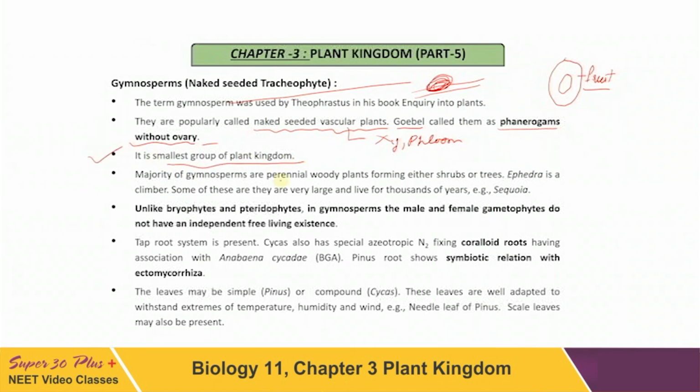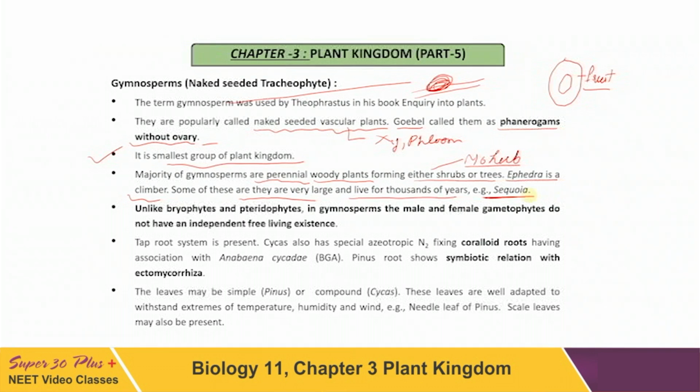Most of the gymnosperms are perennial. They live for many more years. These are woody plants. Either these are shrubs or trees. One important point here is there is no herb in gymnosperm. All are woody plants. Ephedra is one of the plants which is a climber, and some of the gymnosperms are very large, largest trees these are, and they live thousands of years. For example, one is sequoia.